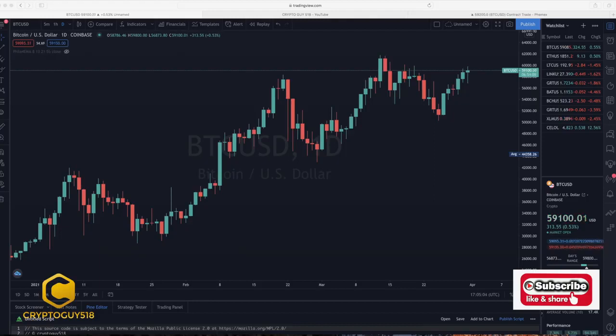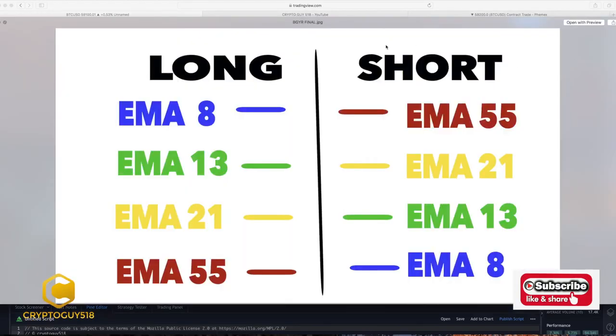So what we're going to be dealing with is moving averages: the 8 moving average, the 13, the 21, and the 55. And it's crucial with the colors. Make sure we keep it blue, green, yellow, red. And when you short the market, you just want to go the opposite.